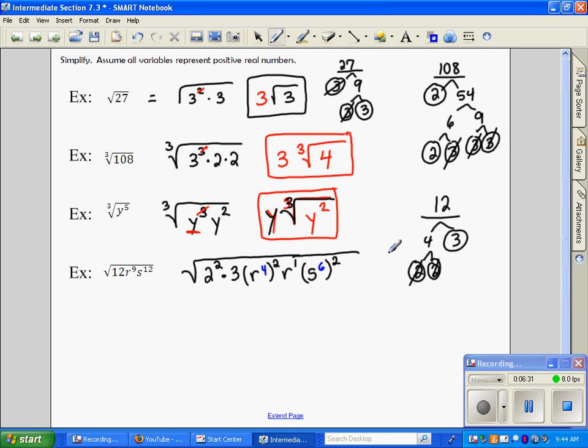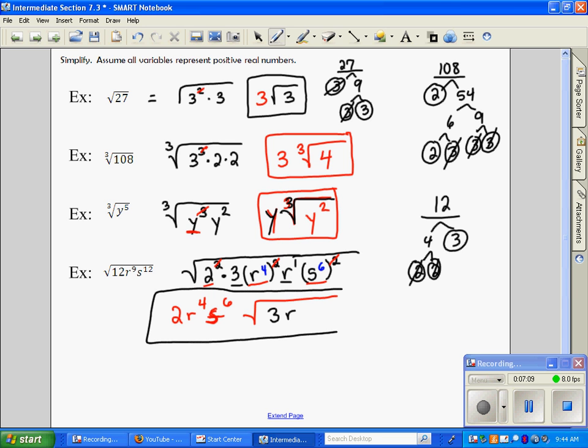Now I want to go back and find all my indexes, all my exponents that match my index. So my index is a known 2. That means this 2 comes out front. This is the index of a 2. That means this r to the 4 comes out front. This index is a 2, so s to the 6 comes out front. Okay. Now, everything else stays underneath. So this 3 is left under, and this r is left under, and this is our answer.